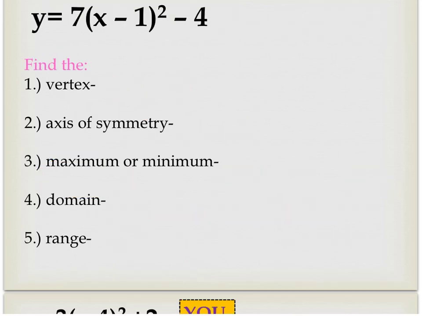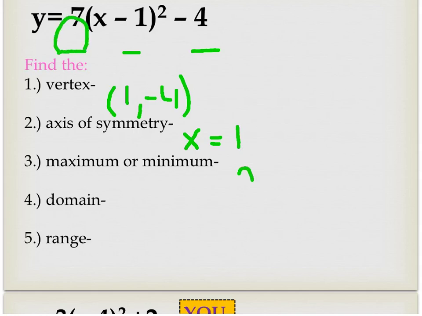Alright, so looking at this guy, my vertex is going to be, remember, h, k. Since I see a negative, that means I plugged in a positive 1. So my h is positive 1. My k over there is negative, so that's negative 4. AOS is always the x coordinate of your vertex, so x equals positive 1. Well, looking at a here, a is a positive 7, which means I'm going to open upward, which means I'm going to have a minimum value.